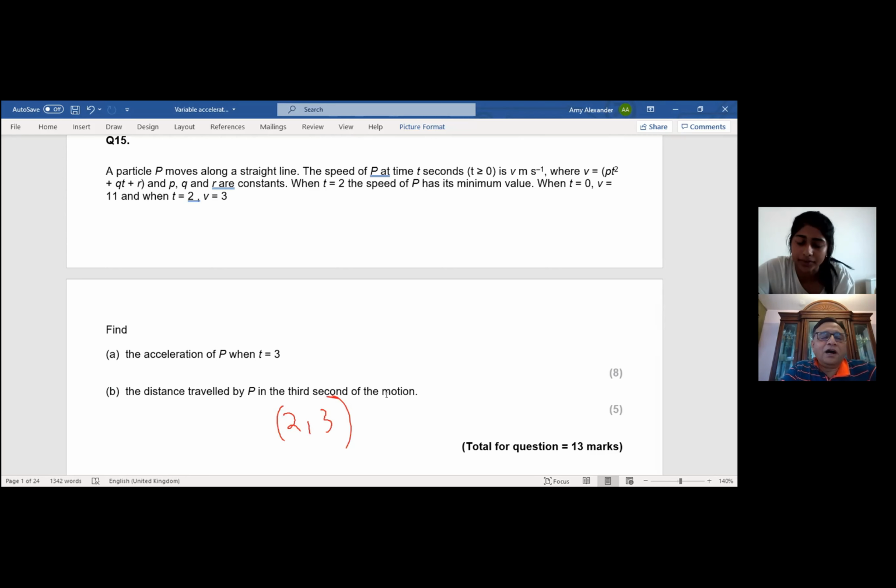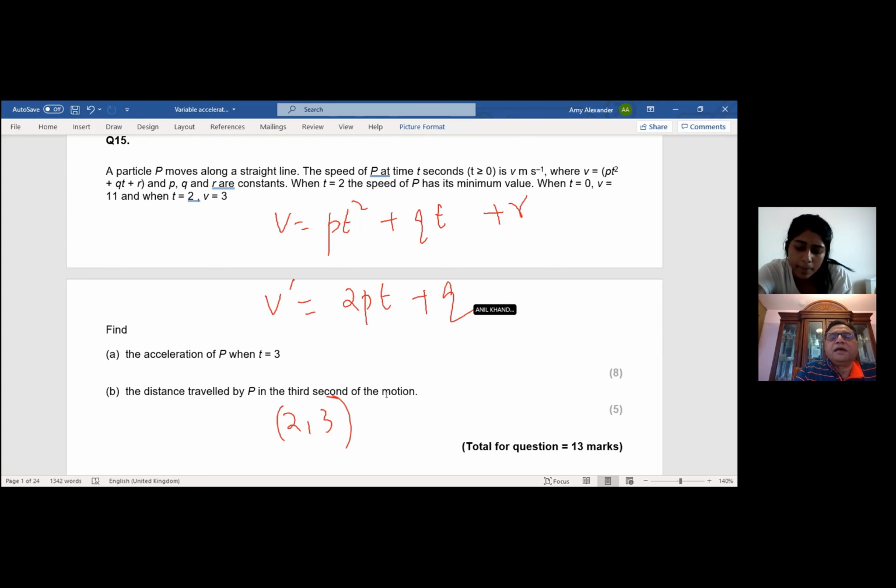Now, they are given the equation v equals pt squared plus qt plus r. You have to find these three unknowns, P, Q, and R, right? And of course, you are given the condition that when t equals 2, the speed of P has its minimum value. That means the derivative is 0 at that point. If you find the derivative of this function, we get 2pt plus q, right? And we know that at t equals 2, the derivative is 0.